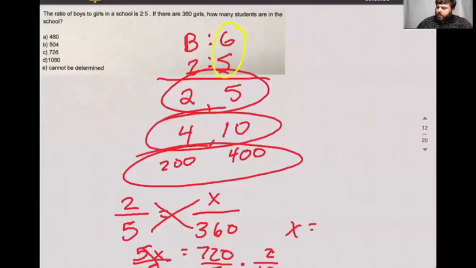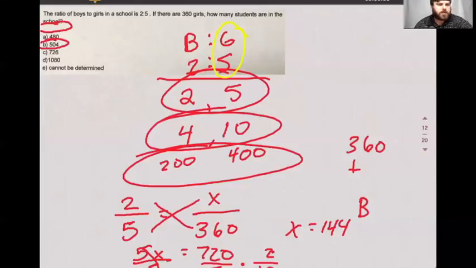So x is 144. Now, they did not have that in the answer, but it's very possible that that could be one of your answer choices, that 144. They want to catch you in those mistakes. So be careful of that. X is not what I'm looking for. That's just the number of boys. Okay. What I want to know is the total number of students. So the total number of students is that 144, which is my boys, plus my 360, which is my girls. So I should get 504 total students.